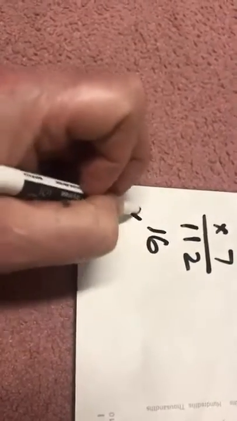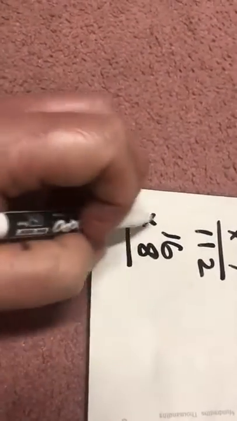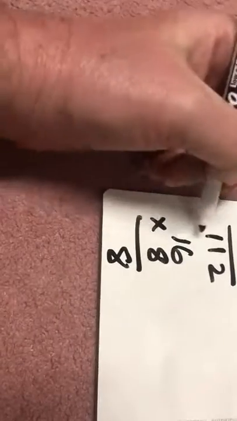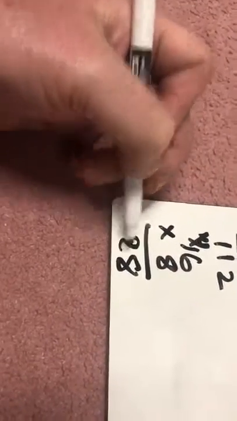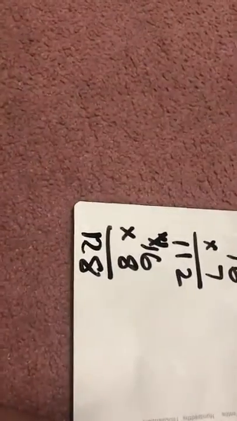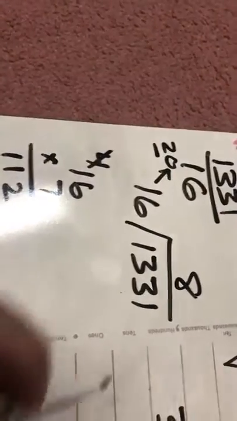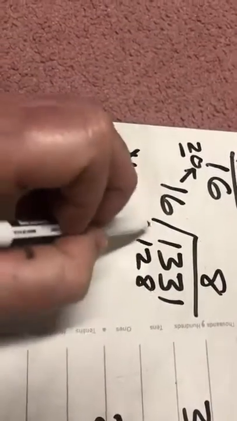So logically, I'm going to try 16 times 8. 8 times 6 is 48. Put the 8 down, carry the 4. 8 times 1 is 8, plus 4 is 12. I get 128. Well, that seems like it could work with 133. So I'm going to put 8. I'm going to put 128. I'm going to subtract those.